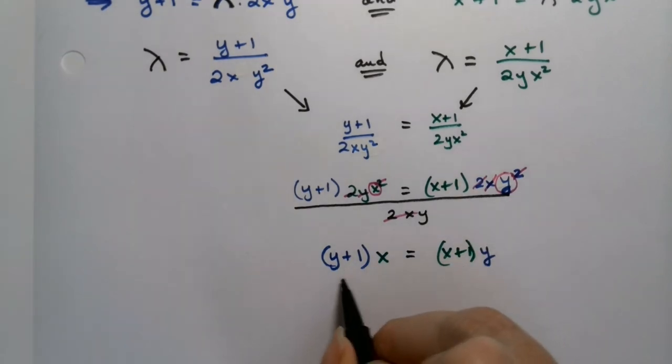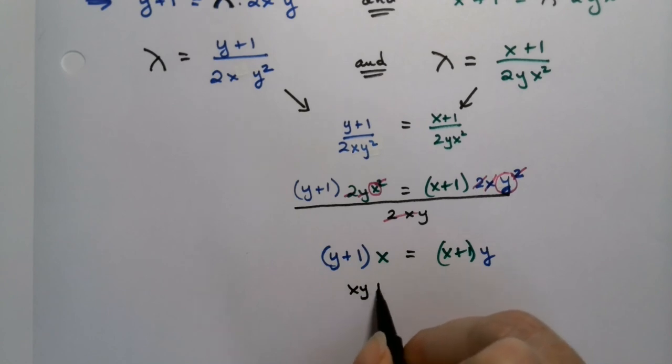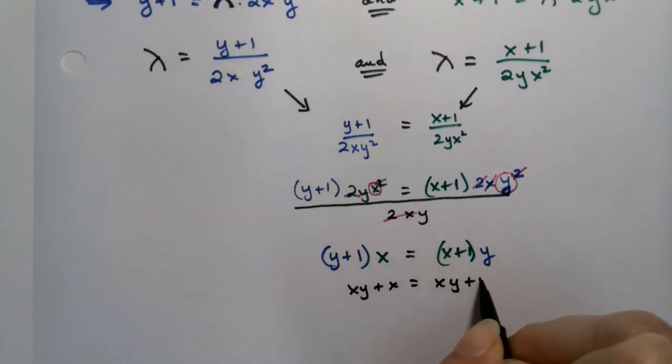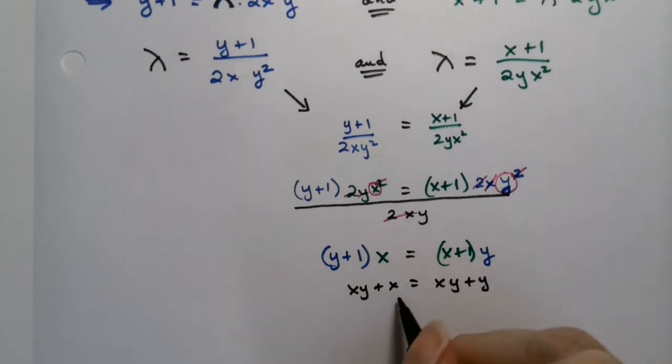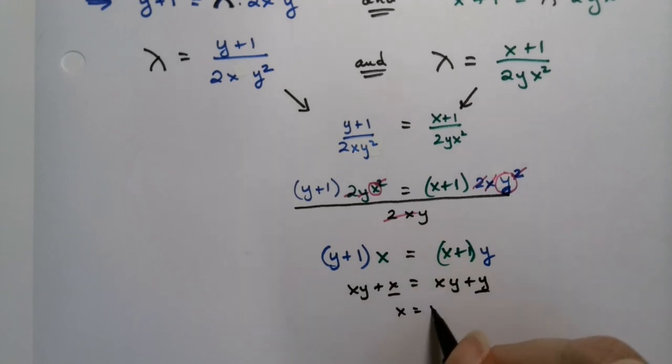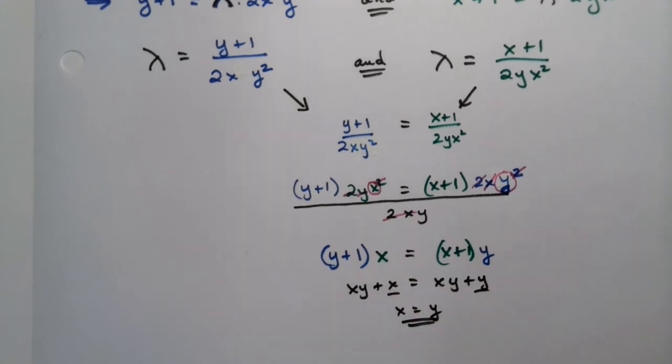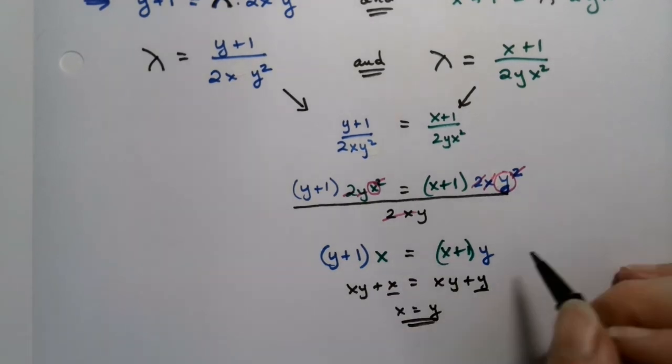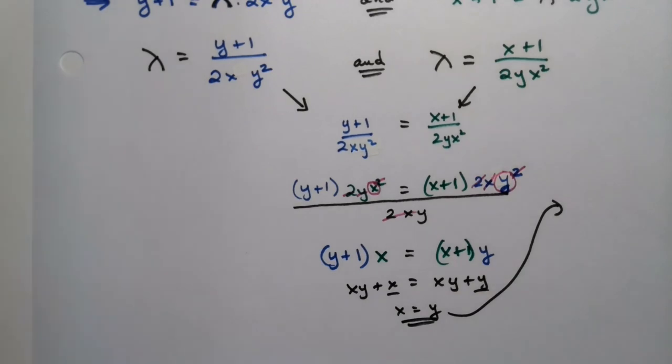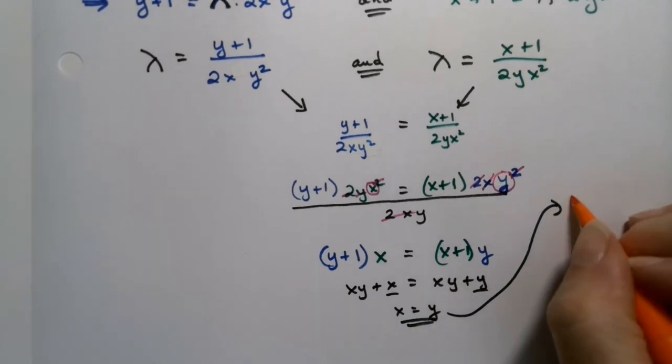Okay, I'm going to lose color. So this is xy plus x equals xy plus y. Subtracting xy from both sides, the only way this is going to work is if x is equal to y. Okay, well, using the constraint equation, right, let's take that. So if I know that's the case, I need to get some answers here. So use the constraint.